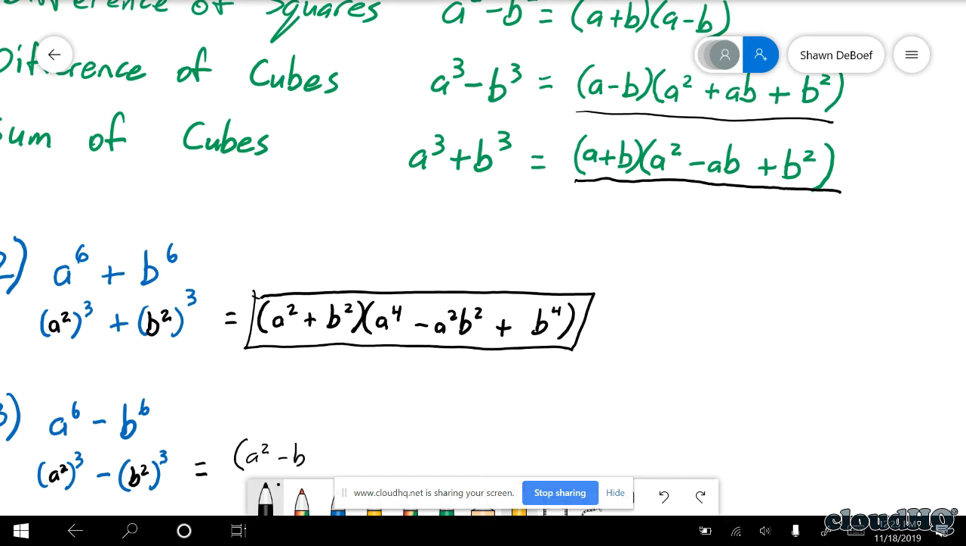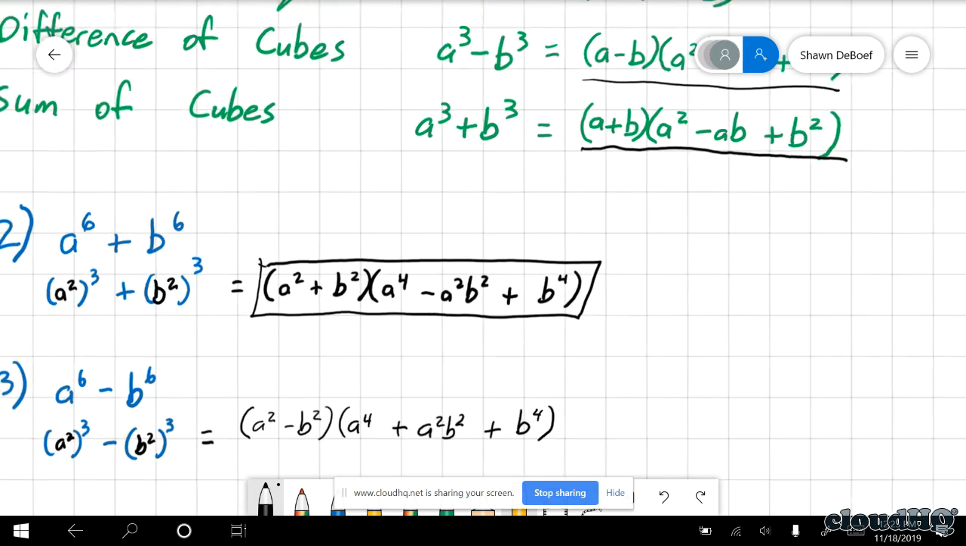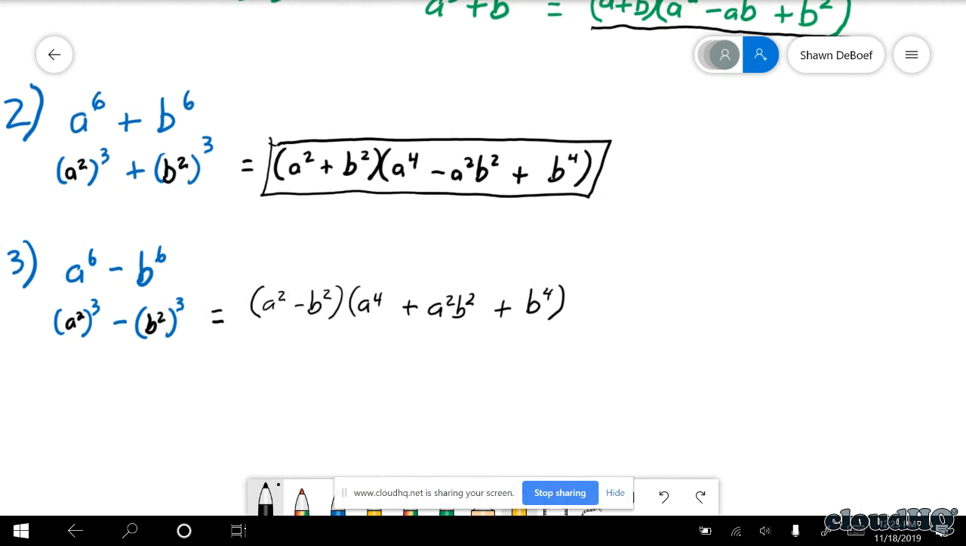A squared minus b squared, a to the fourth plus a squared b squared plus b to the fourth. And in these instructions, I only wrote the word factor. I didn't write a big deal of instructions, but we will have to factor completely, meaning if you can factor further, you need to.